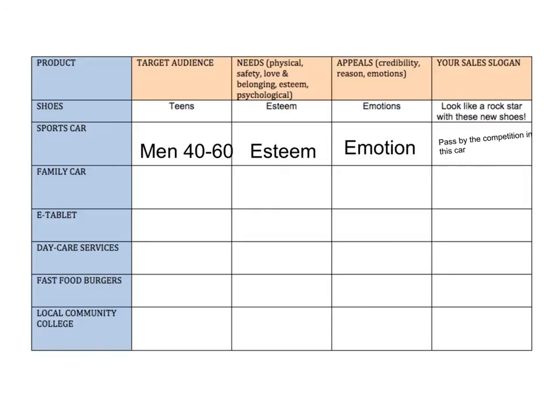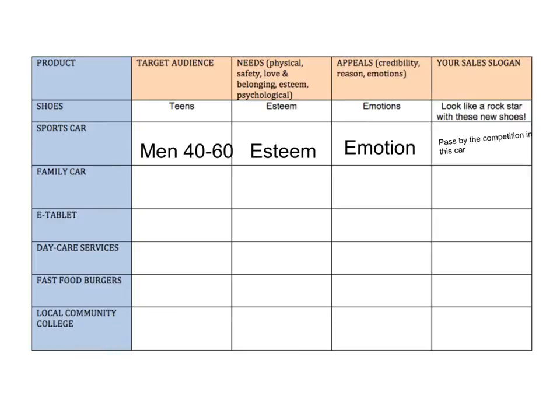Now you simply do the same thing with all of the other products. The next one is a family car. Well, for a family car, your target audience might be closer to women ages 25 to 40 who have a small family or small children. Their needs may not be esteem. Their needs may be more about safety of their children.